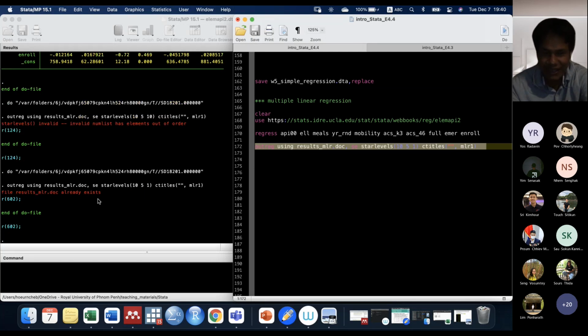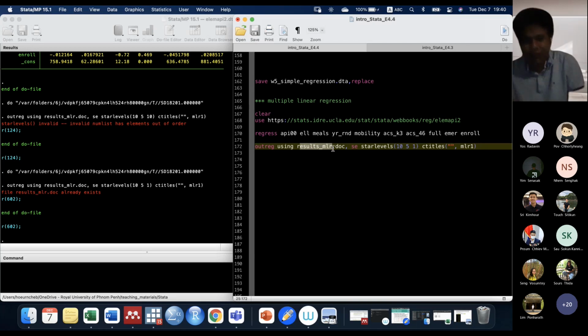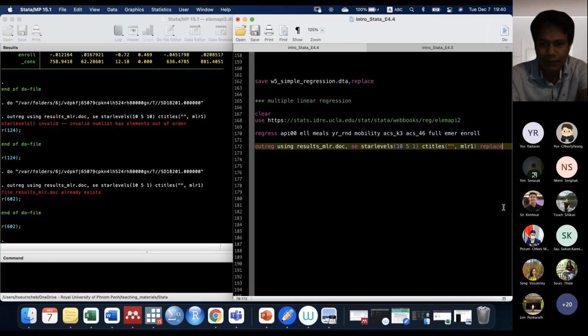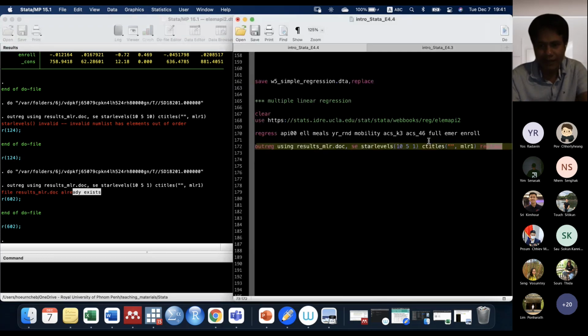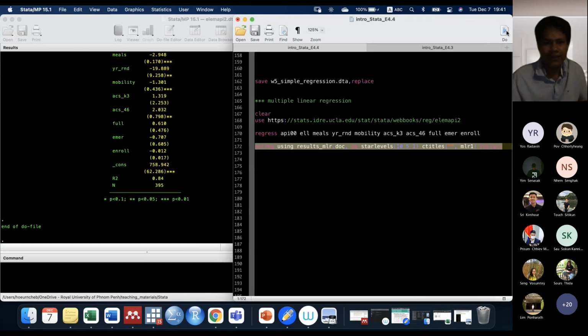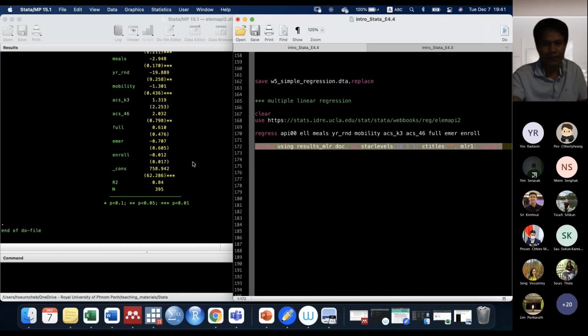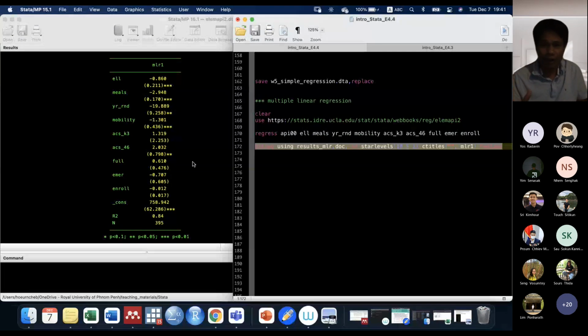The doc already exists. You see, in my folder, the doc already exists. If I run this, it does not allow, because there is a file named result MLR3. I touched another session and used the same file name. So I have to use replace. I have to replace the existing one. You see the error message here? It tells me file result doc already exists. So I have to add replace. Then I run it again. Successfully now. See?